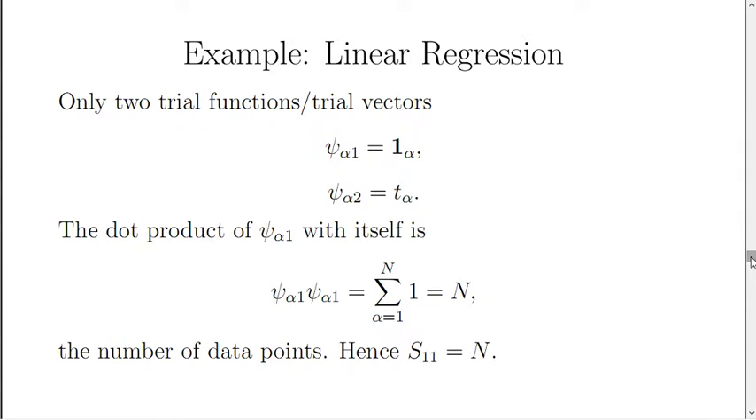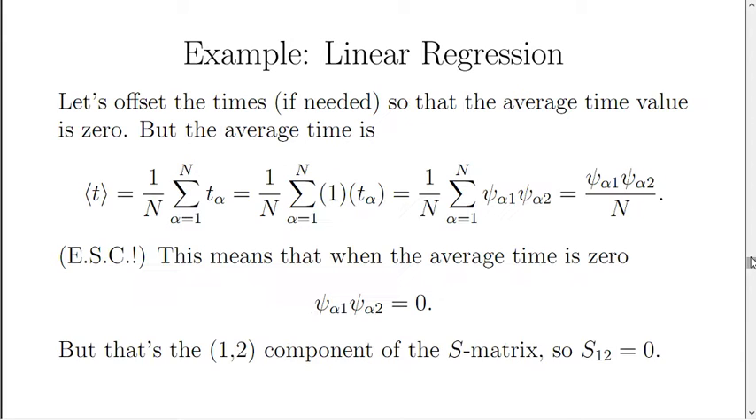We've computed the uncertainty in our parameter estimates. Well, let's work an example just to show how it works. We'll do the example of linear regression. In that case, there are only two trial vectors, the constant vector and the time vector. Well, the dot product of the constant vector with itself is just the sum over all observation times of 1, which is the number of data points, n. So the 1, 1 component of the S matrix is n.